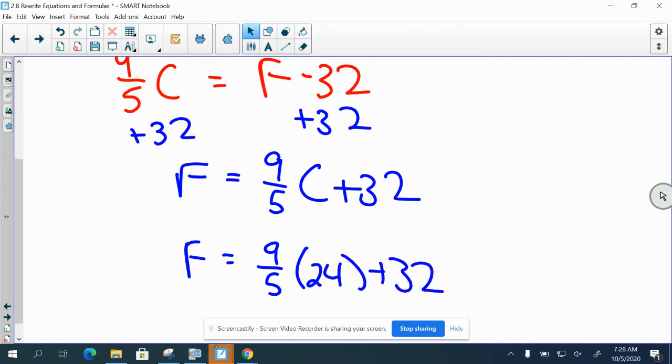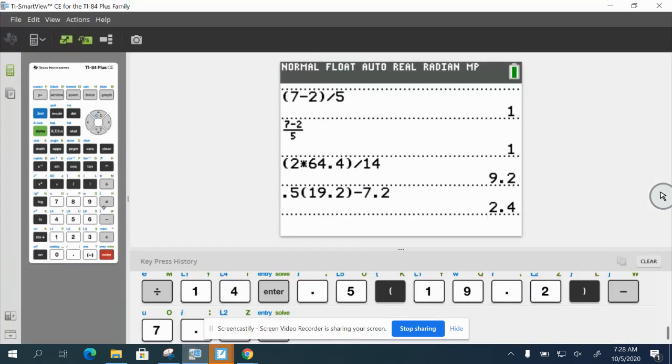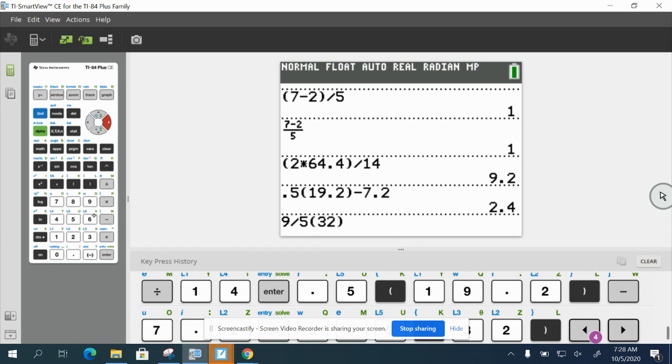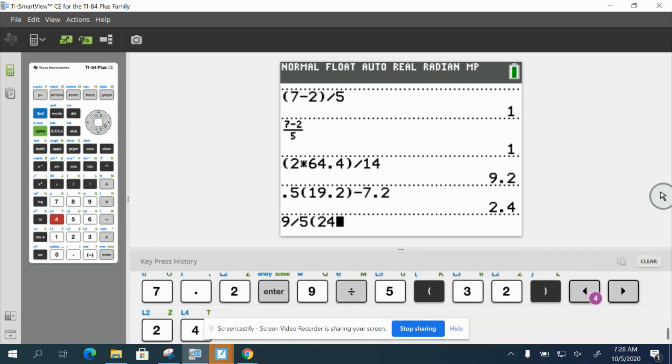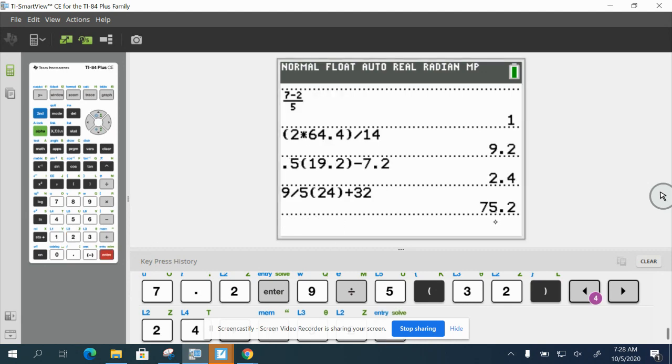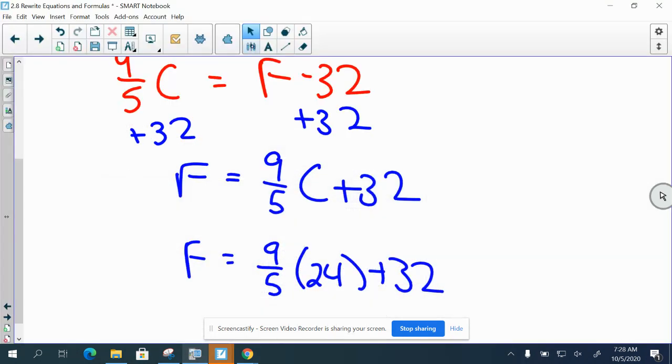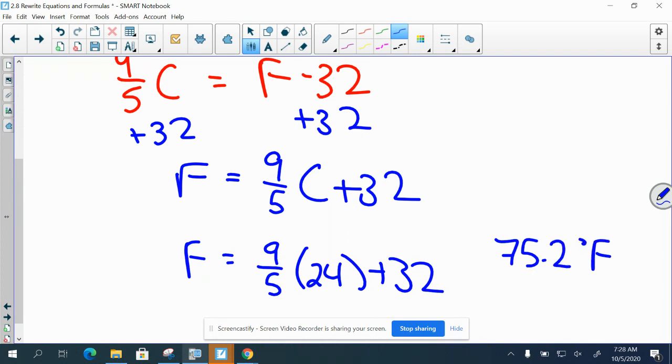Here's how I would type this into my calculator the easiest way. For 9/5, you can just do 9 divided by 5. You don't have to use the fraction button, times 24, and then plus 32. 75.2 degrees Fahrenheit.